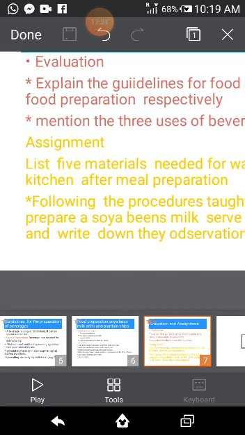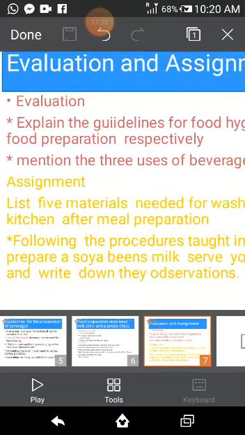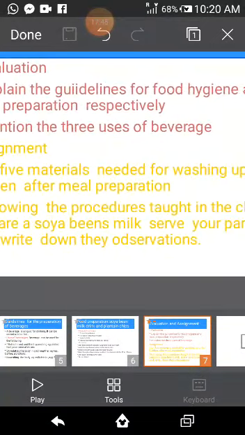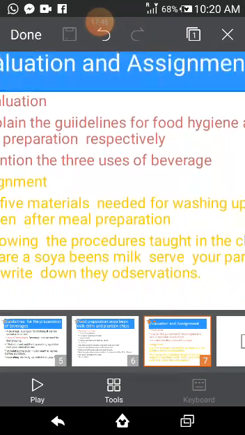Your assignment for the day: list 5 materials needed for washing up in the kitchen after meal preparation. Remember, in your food hygiene, after food preparation, you are to wash up both the table surface and everything you use while preparing food. Wash them up and store them properly to avoid accidents, and also to avoid your food being contaminated by bacteria. Those materials that you use in washing up after preparing, state them for me.